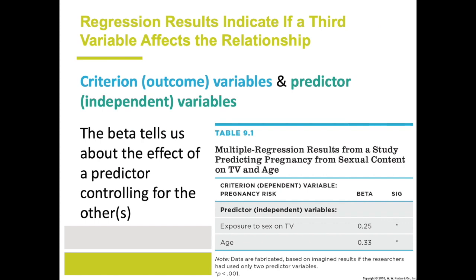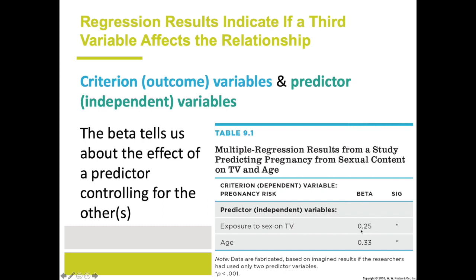So regression results actually indicate if that's the case. We're going to use this regression model that looks at the relationship of exposure to sex on TV and the outcome, which is pregnancy risk, when controlling for age. So statistically, but underneath the hood, it's really just making everyone the same age. And then it says, what happens with exposure? Does it still predict higher pregnancy risk? In this case, we get a beta of 0.25.